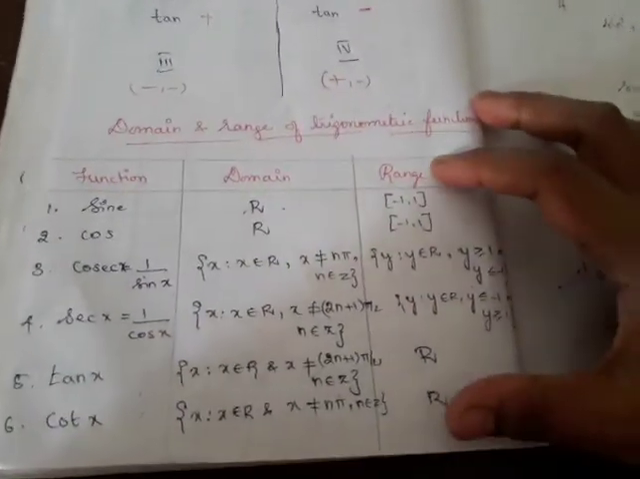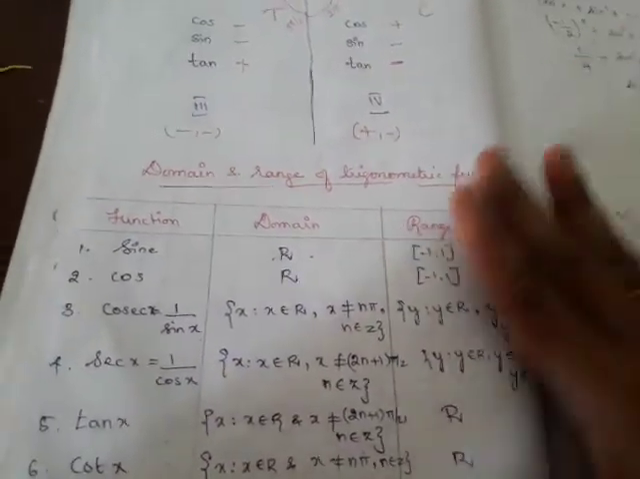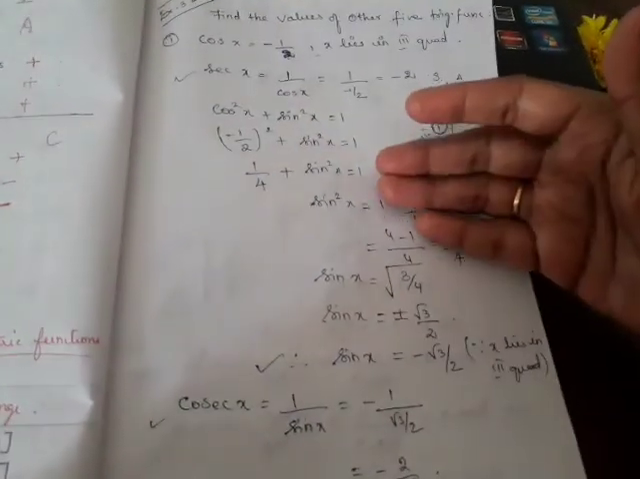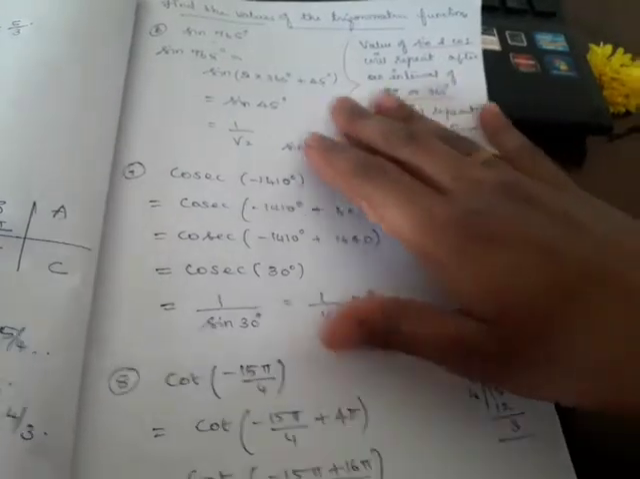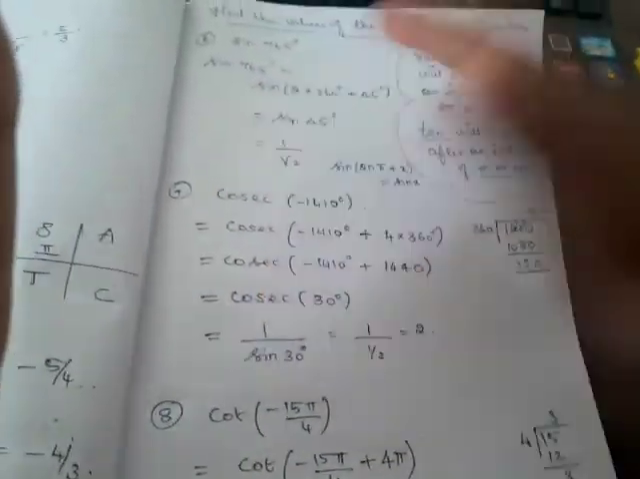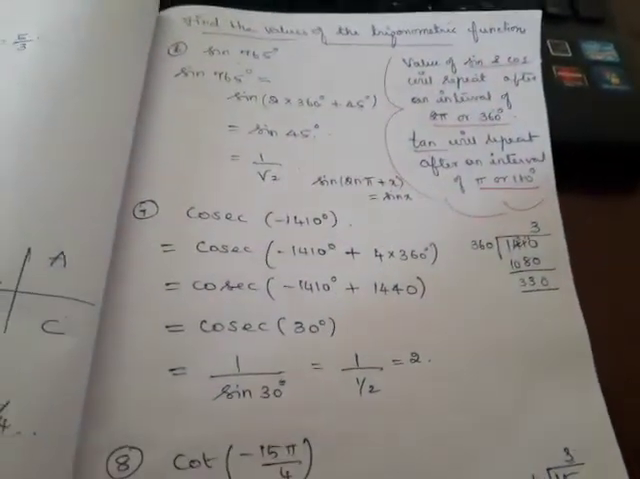Then domain and range of the trigonometric ratios. This also you have to know. Then we have solved problems finding the remaining trigonometric ratios. Hope you can do this very well. And the last method, finding the trigonometric values of the angle which is given.